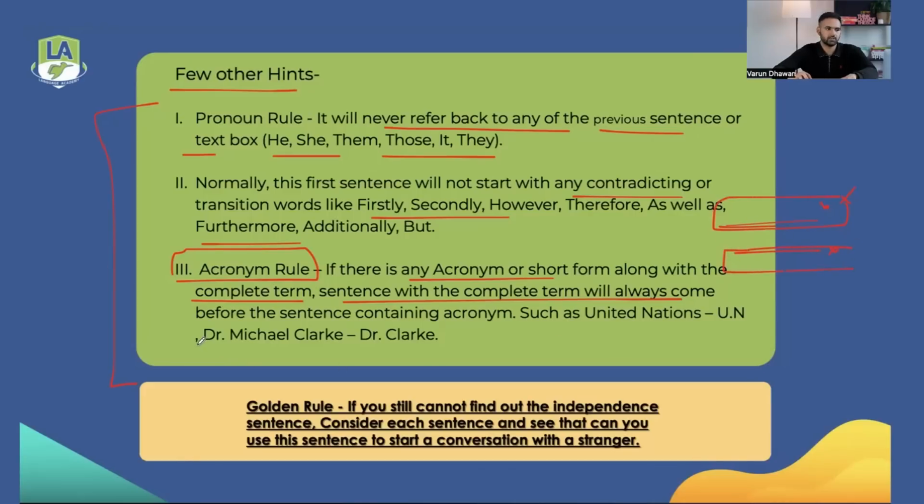For example, one sentence has got Dr. Michael Clark and the other one has got Dr. Clark. So Michael Clark will come before and this will be after.